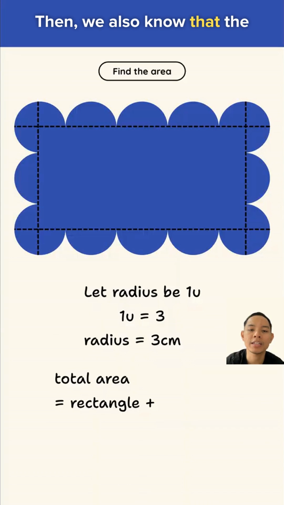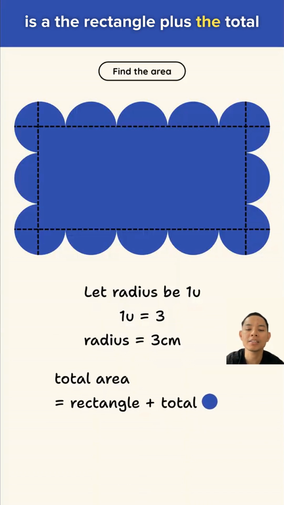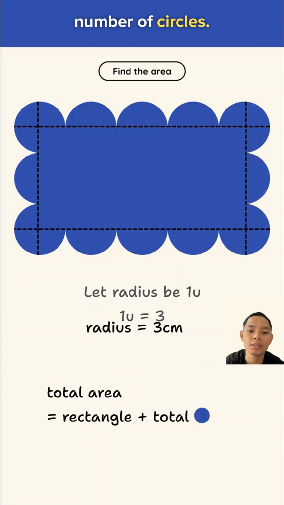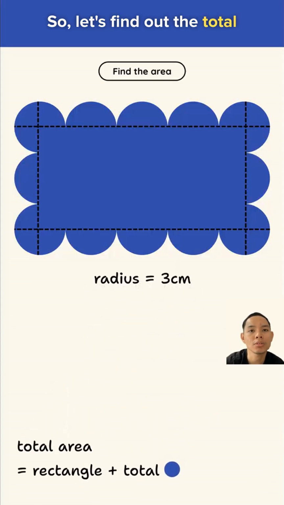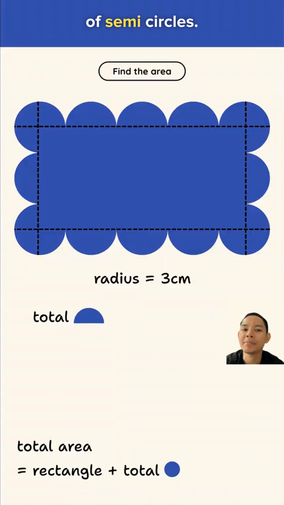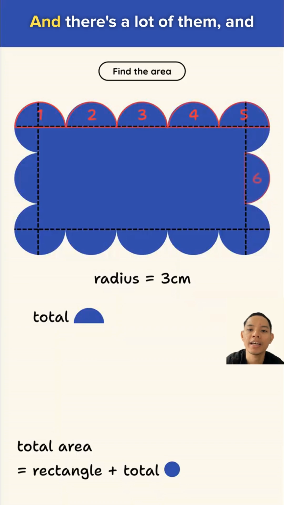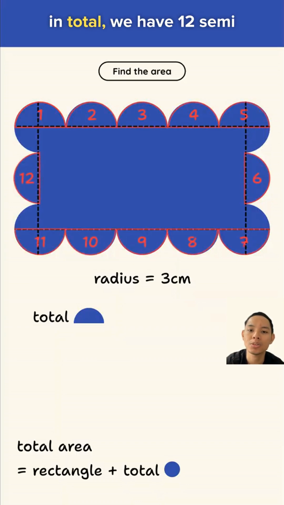Then we also know that the total area of this shaded figure is the rectangle plus the total number of circles. So let's find out the total number of circles. First, let's find the total number of semicircles. For the semicircles, we can just count, right? There's a lot of them. In total, we have 12 semicircles.